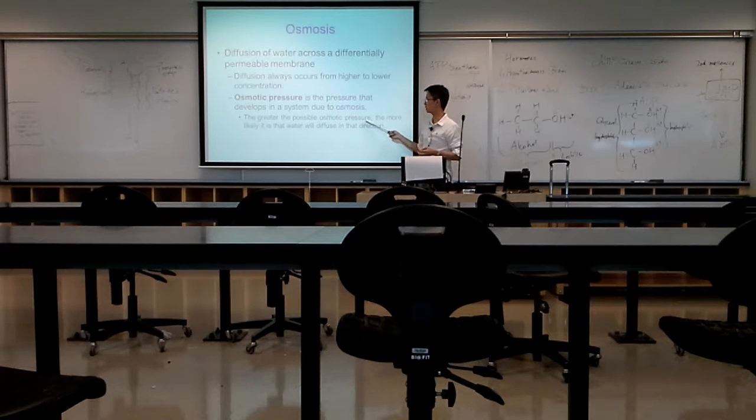So the greater the osmotic pressure, the more likely the water to diffuse into that direction. It's telling me that if the differences between the two concentrations of water is a lot, then the osmosis will be faster. Yeah, this is what it means. If the concentration of water between the two solutions is very different, then the osmosis will occur really quickly.